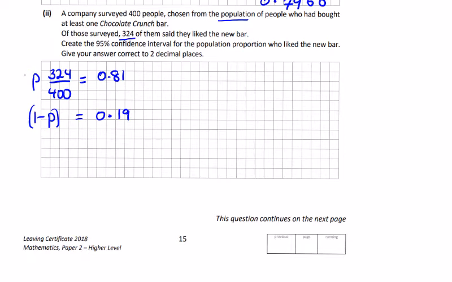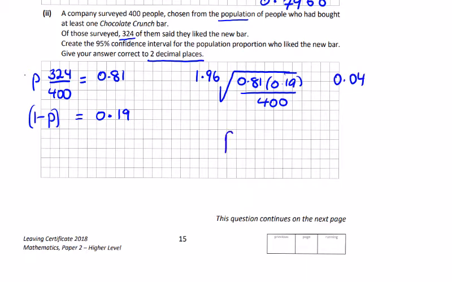We're asked to do a confidence interval to 2 decimal places. So I have 1.96 by the square root of p times 1 minus p, 0.81 times 0.19 over n, which in this case was 400. I can round this to 2 decimals. It's going to give me 0.04. So that p in the middle of 0.81 is going to be between the values of, add 4 onto 81 to get 85 and take 4 away to get 77. So you can see here.